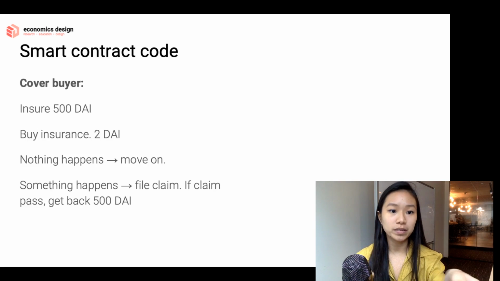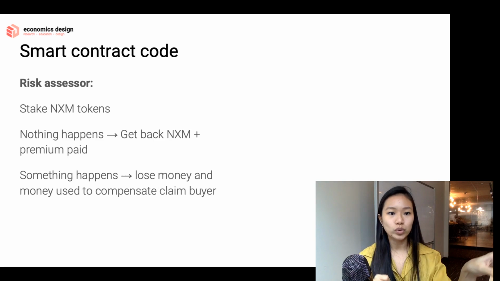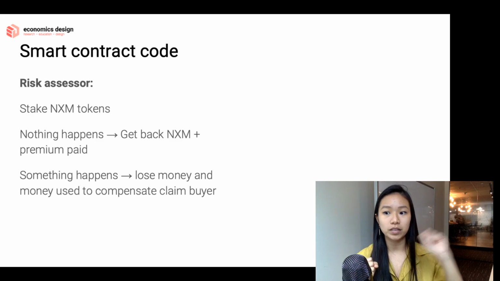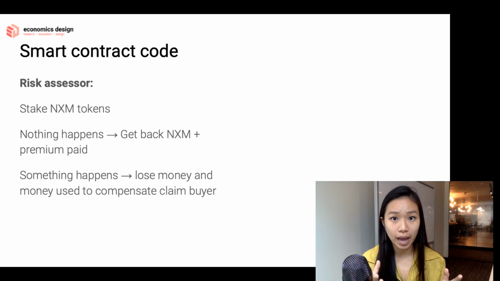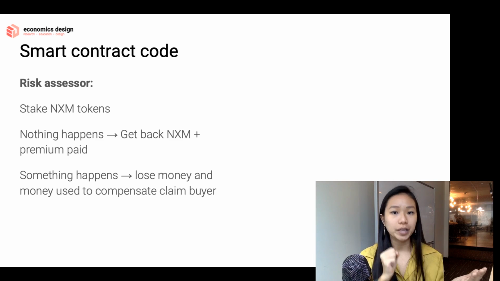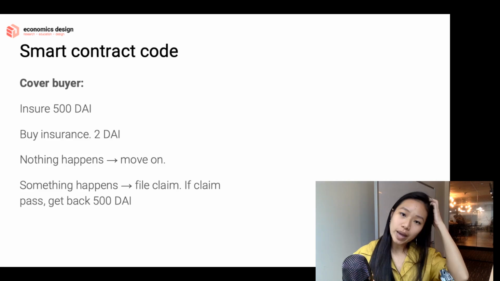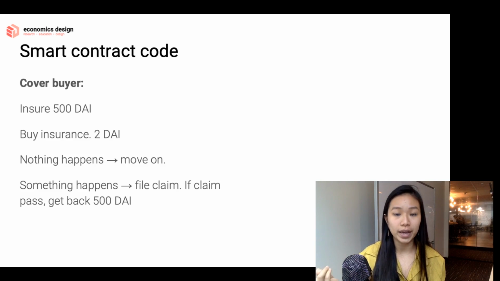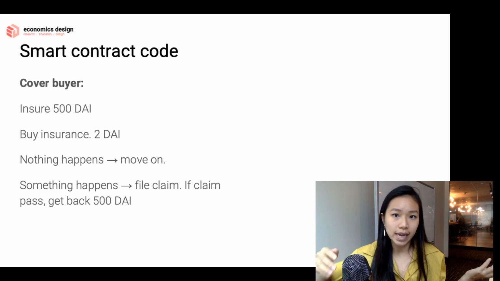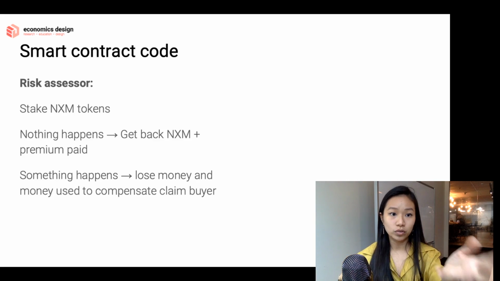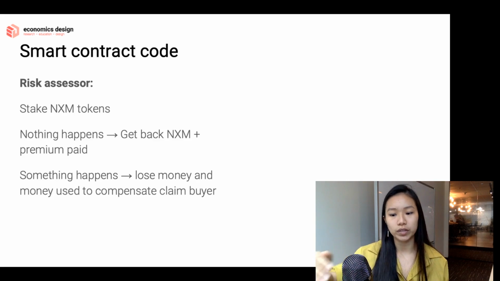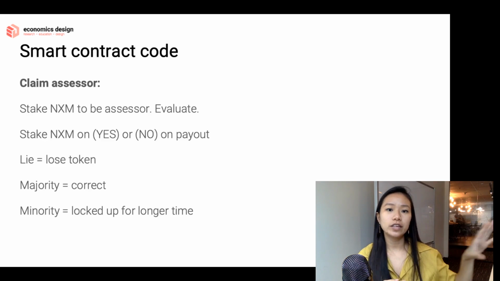So just now a person paid 2 DAI into it, right? So let's say there's 2 DAI plus my NXM token. So I get my NXM token back, and I get some part of the DAI back. If something happens, then I will lose my money, because the money that I put in there will be used to compensate the claim buyer. So you see, the person will get back 500 DAI, but the person only puts 2 DAI in there. So where does the 498 DAI come from? It comes from this risk assessor and the NXM token. So that's for the risk assessor.